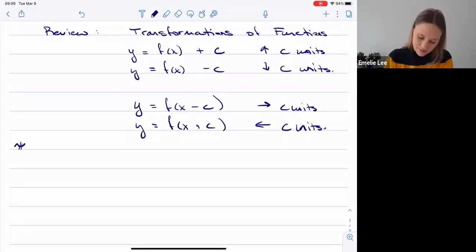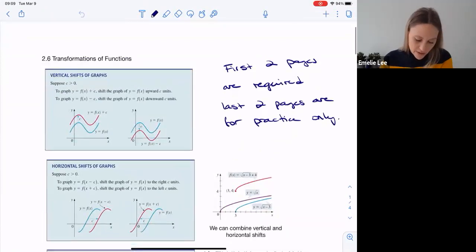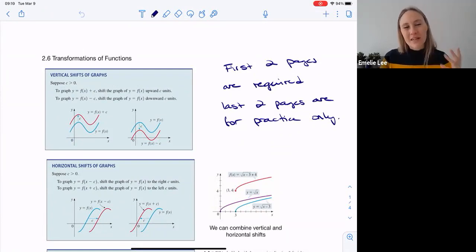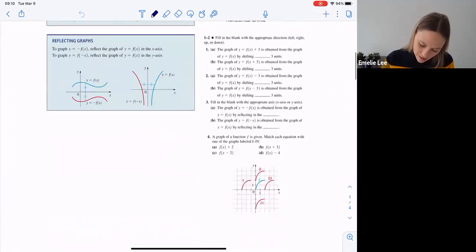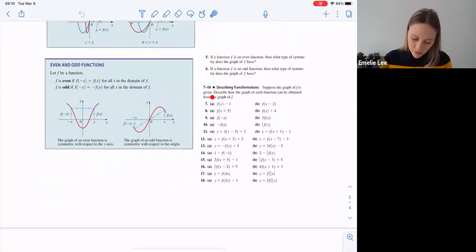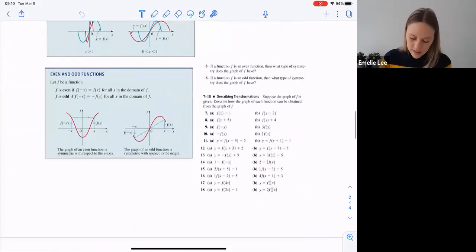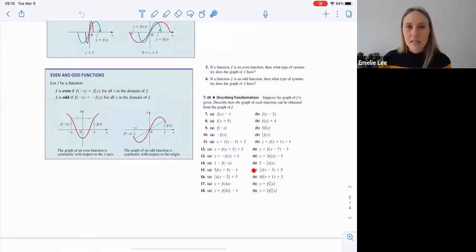We didn't get that far in 2.6. The notes for 2.6 are I think 4 pages long. That's because I want to give you a lot of practice. But if you scroll ahead, as long as you're able to do numbers 7 through 18 on the second page, those are the exercises that we're working towards. All the rest are just for fun. It's even labeled optional here. As long as you're able to do these 7 through 18, which we'll get to and do some of, then I'm happy. Those are the hardest ones. This is the hardest that we'll get from this section.